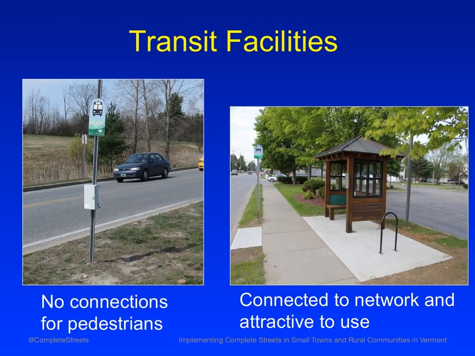And then transit facilities. So if you compare the two stops shown in these slides, the one on the left really has no area for pedestrians, no connection to any other existing sidewalks, compared to the one on the right, which has a shelter so transit users can be out of the elements while they're waiting. It has a bike rack. If they happen to have arrived at this stop by bike, they can leave their bike locked up there. And so this transit stop is going to be much more attractive and usable by anybody who wants to take the bus.